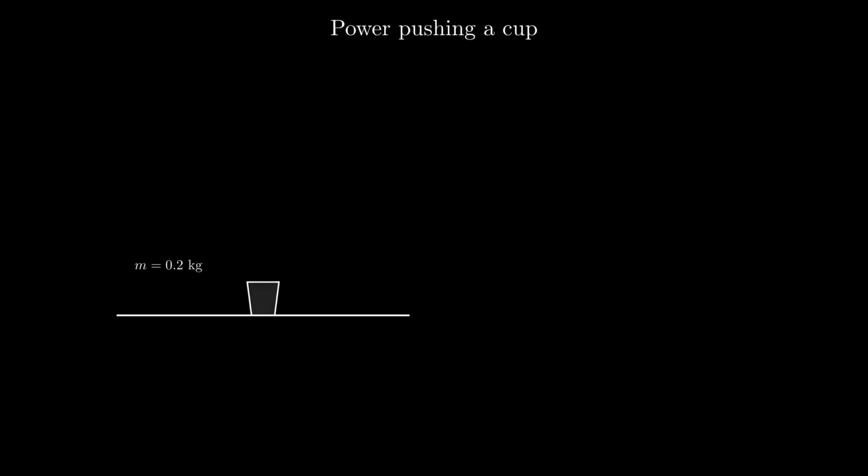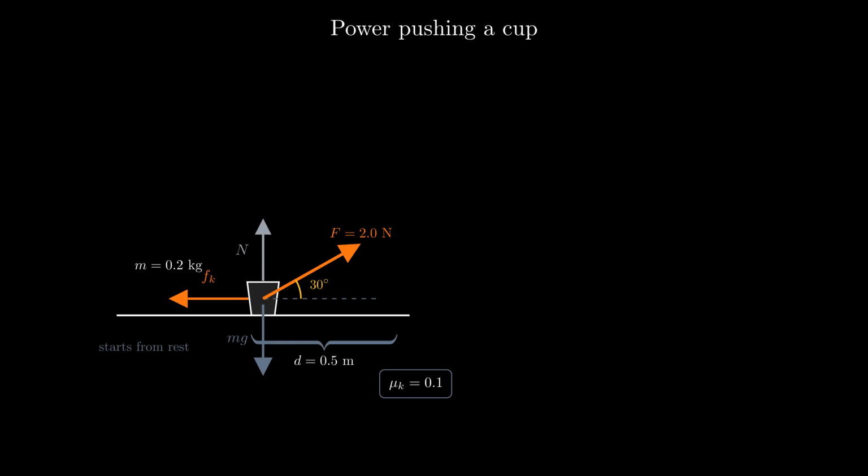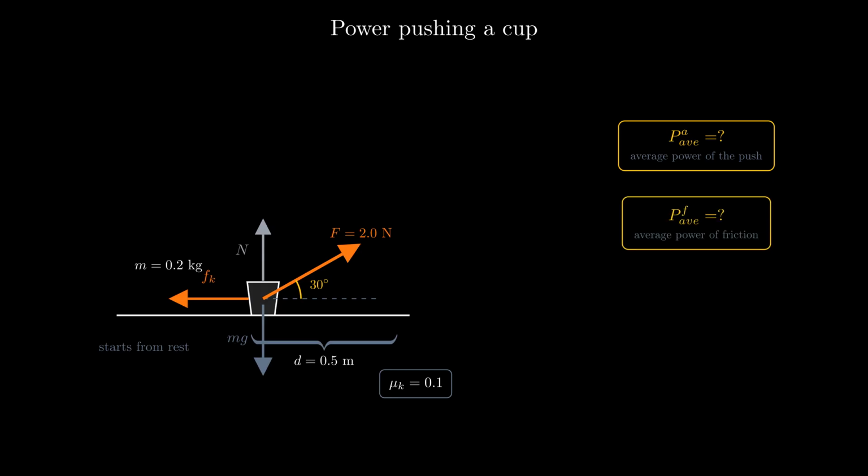Second worked example, pushing a cup across a table. The cup has mass 0.2 kilograms. The push is 2 newtons, aimed 30 degrees above the horizontal, applied over 1/2 meter, and the coefficient of kinetic friction between cup and table is 0.1. The cup starts from rest. Find the average power of the pushing force and the average power of friction.